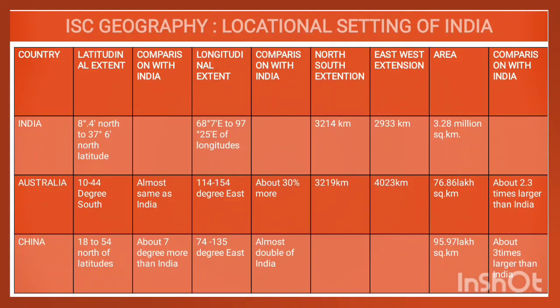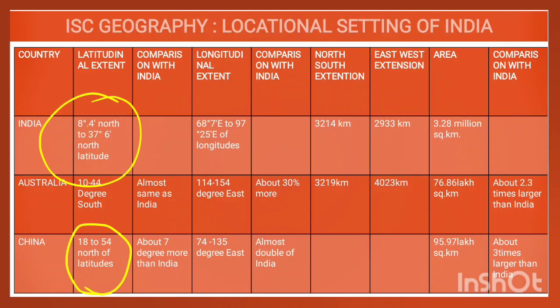From this chart we can get to know about the latitudinal and longitudinal extension as well as the area of India and China. What is the latitudinal extension of China? The latitudinal extension is 18 degree north to 54 degree north latitude. In case of our India, it's 8 degree 4 minute north, which is Kanyakumari, and 37 degree 6 minute north, which is the northernmost point, that is Indira Col.